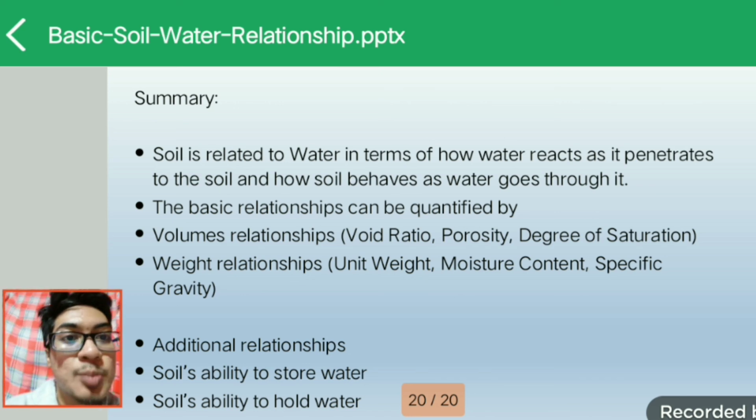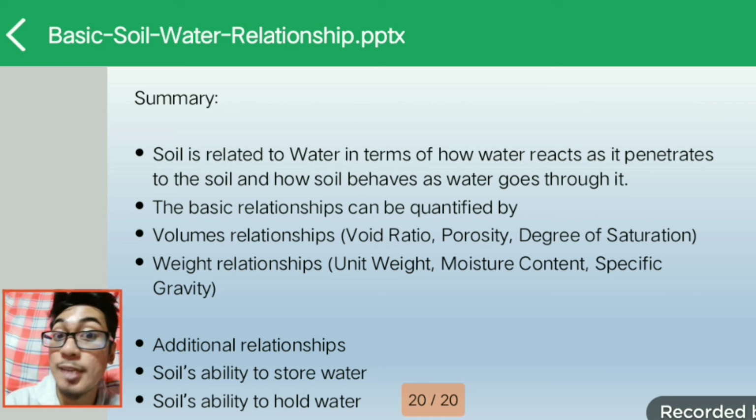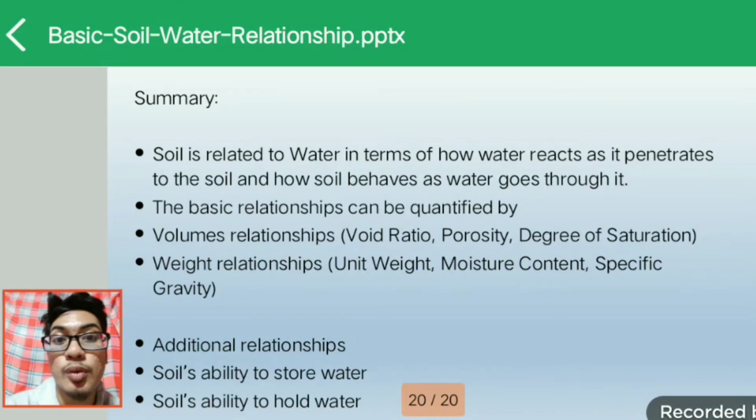Because from that, you can decide and study further what is the best soil for your specific plants. And then weight relationships: unit weight, moisture content, specific gravity, plus the formulas that I gave and explained to you. And the additional relationships are the soil's ability to store water, in the table and graph, and the soil's ability to hold water.